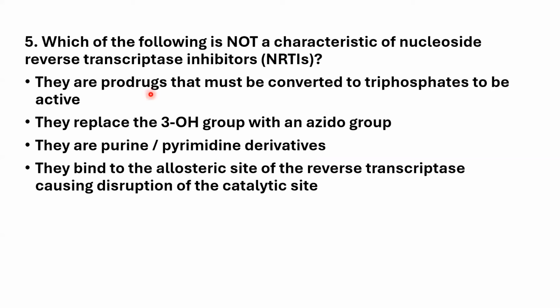So are they prodrugs that must be converted to triphosphates to be active? Yes, like we said, they need phosphorylation to be active because we want them to be nucleotides, not nucleosides, right? So this is true. Do they replace the 3-hydroxyl group with an azido group? We don't know what that means, right? I didn't see it in the lecture, so now you're panicking. However, what we do know about NRTIs is that they lack a 3-hydroxyl group. That's how they terminate the DNA strand, right? So we know that they do replace the hydroxyl group with something else, but we don't know if this is the azido. So this is 50-50.